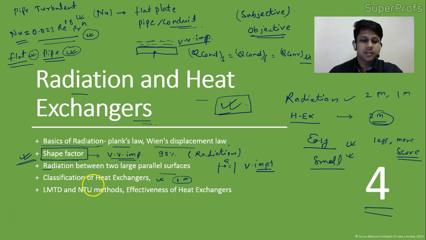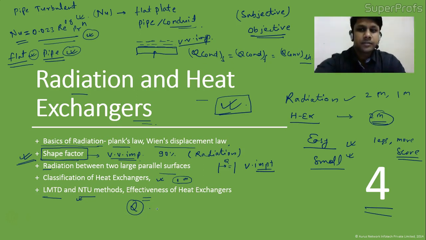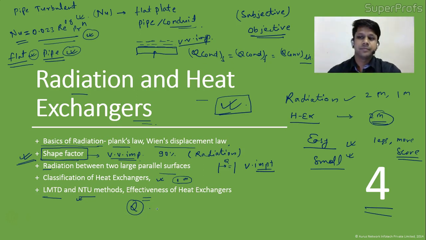After discussing this classification, we will come to the LMTD and NTU methods. This is the logarithmic mean temperature difference, and this is NTU, the number of transfer units method. There are two methods to calculate the effectiveness of a heat exchanger, the temperature differences, and heat transfer eventually. So this is the course content for this chapter number 4. Now let's start radiation first.